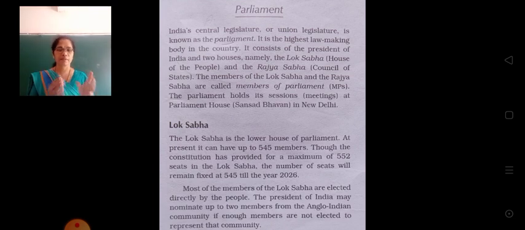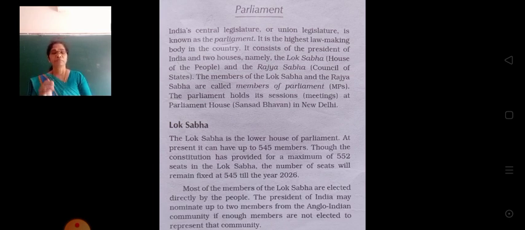Now let us see the Lok Sabha, and some things related to the members of Lok Sabha. The Lok Sabha is the lower house of parliament. Already I have told you that there are two houses, the upper house and the lower house. At present the Lok Sabha can have up to 545 members.